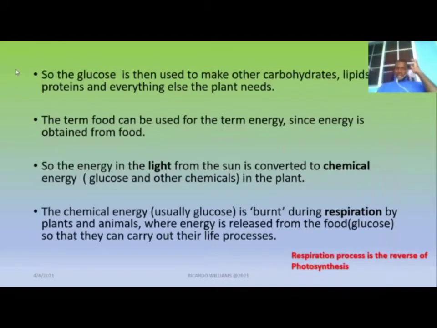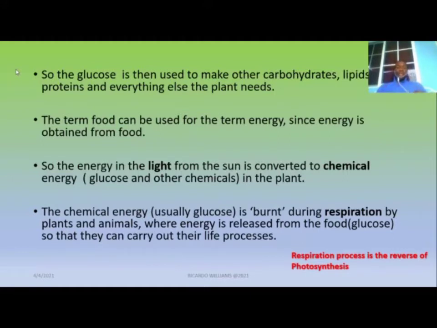The glucose is then used by the plants to make other carbohydrates, lipids, proteins, and everything else the plant needs, using this glucose and other minerals and vitamins that it gets from the soil. So the term food can be used for the term energy, because that's where the energy comes from, since energy is obtained from food, right? The energy in the light from the sun is converted to chemical energy, and that chemical energy is glucose, even though we know that it is stored as starch in the plant.